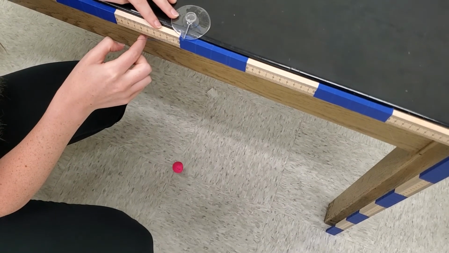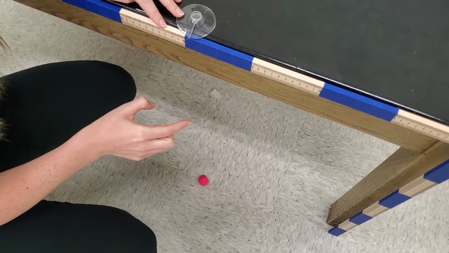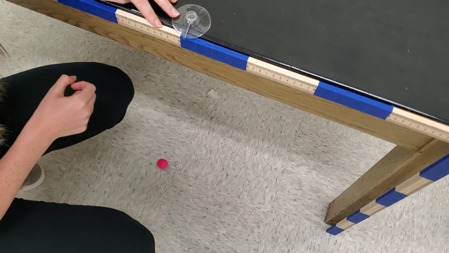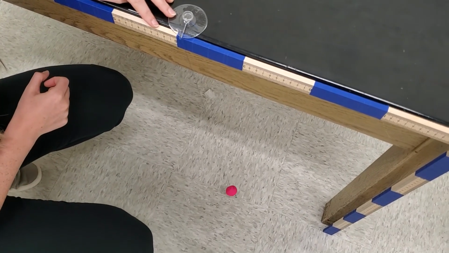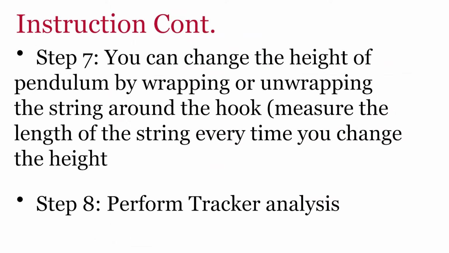In our case, we made sure the string did not touch the side of the ruler. We want the pendulum to swing freely. When we perform the experiment, we don't swing the pendulum too much. That's perfectly fine. You can change the height of the pendulum by wrapping or unwrapping the string around the hook. Afterwards, we'll do our tracker analysis.